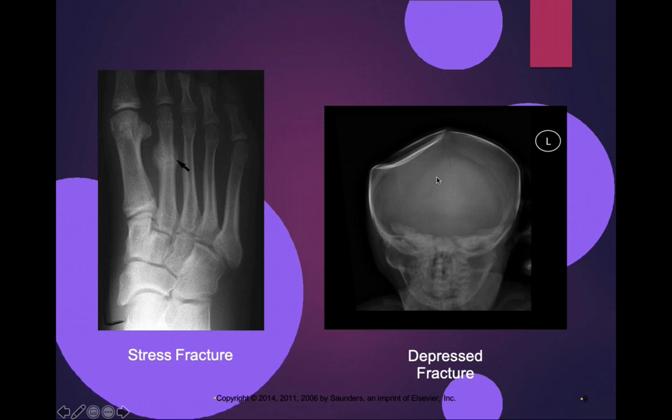Here's the depressed fracture. Here's the skull. You can see the orbit of the eye. You can see the mandible right here. You can see the cervical spine. And then right here is that depressed fracture going into the brain. Pretty serious stuff here.